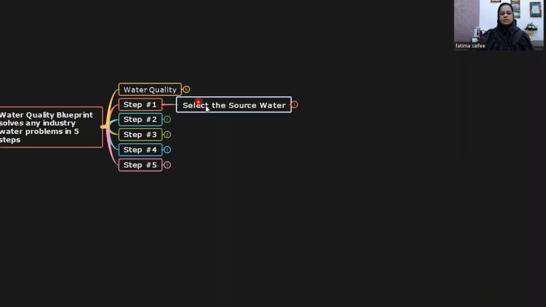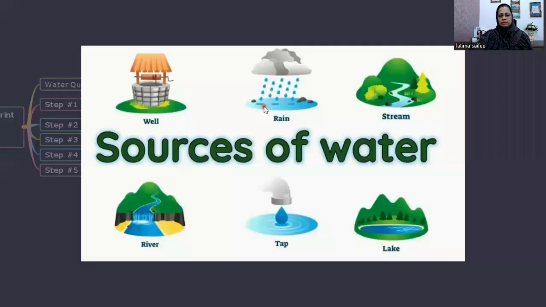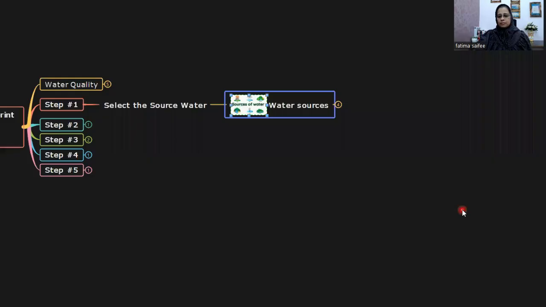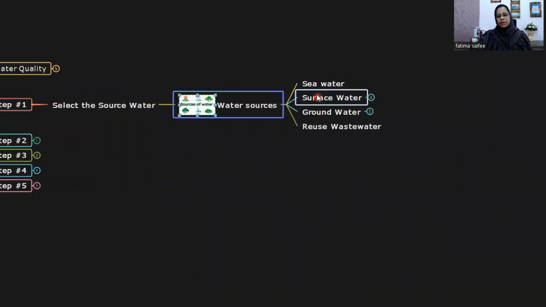So in the first step, select the source water. What you have to do first is select the source water. That means your source water can be from these places: well, rain, stream, lake, tap, or river. From wherever you are using the source water, you have to first note it down. It can also be sea water.